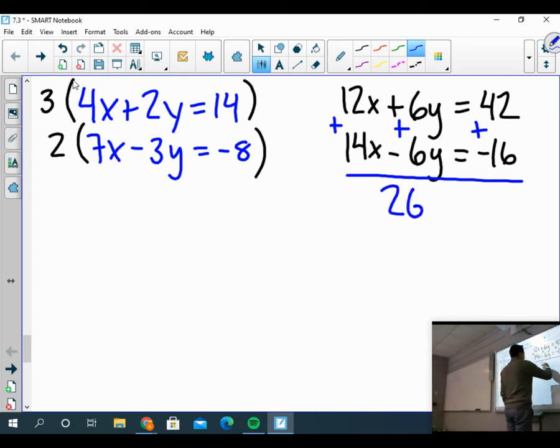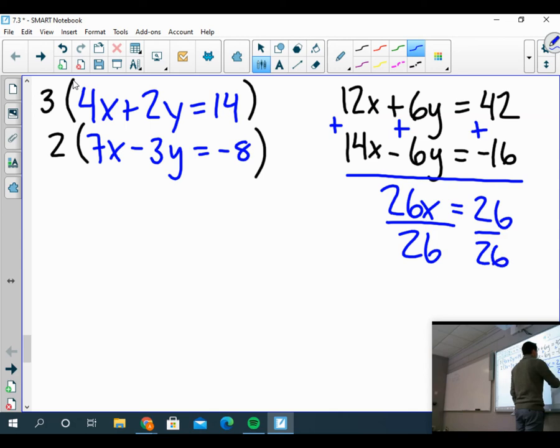So I add these together and I get 26x, 6y plus negative 6y is 0, and I get 42 plus negative 16, which is 26. Divide both sides by 26, and I find that x equals 1.